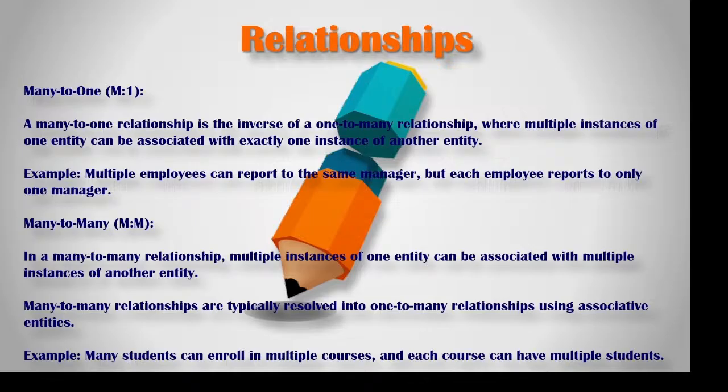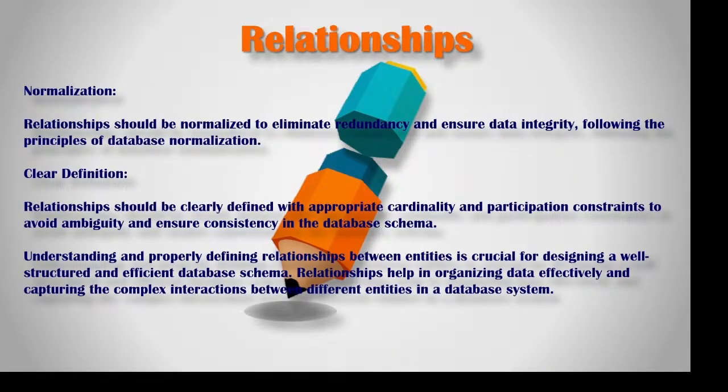Design considerations. Accurate representation. Accurately represent the associations between entities based on the requirements of the domain being modeled. Normalization. Relationships should be normalized to reduce redundancy and ensure data integrity, following the principles of database normalization.